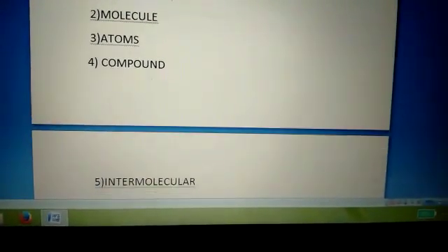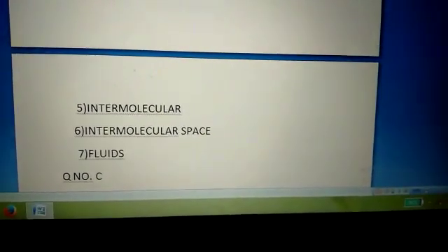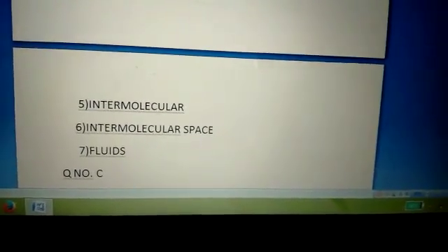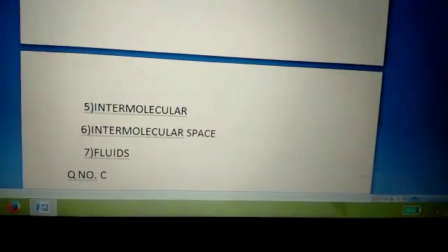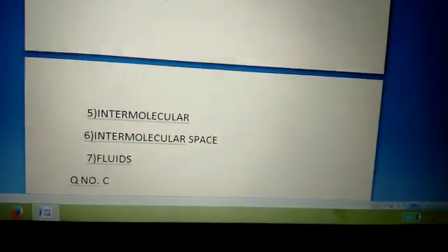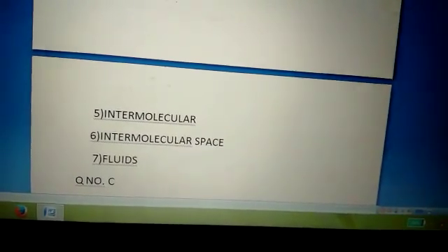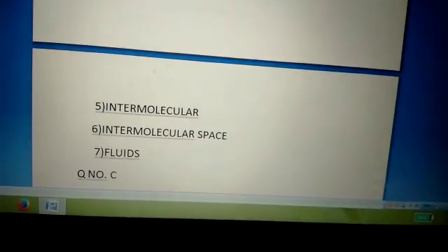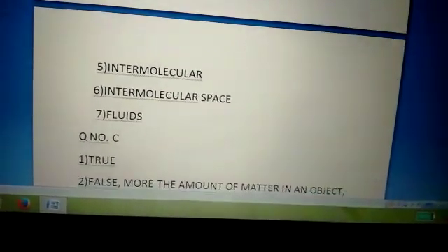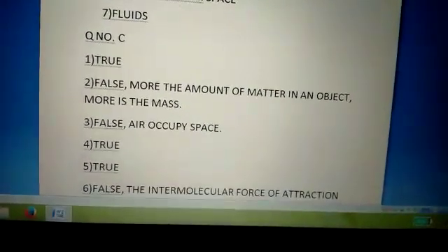Now moving on to question number 5, the molecules of a substance are held together by an intermolecular force of attraction. The space between molecules of matter is known as intermolecular space. Fluids have the property of being able to flow. Now moving on to question number C, that is true false.